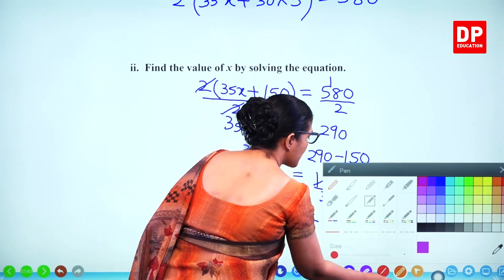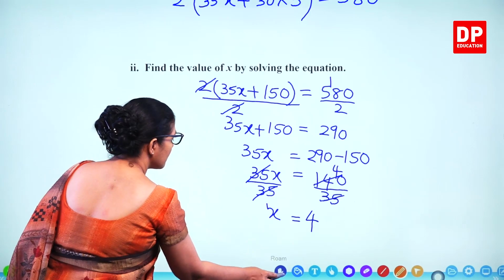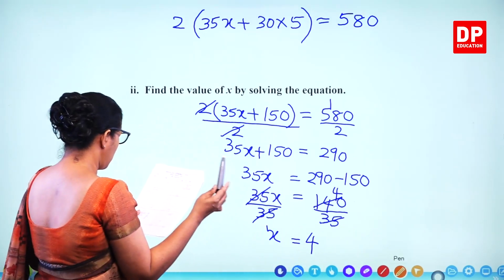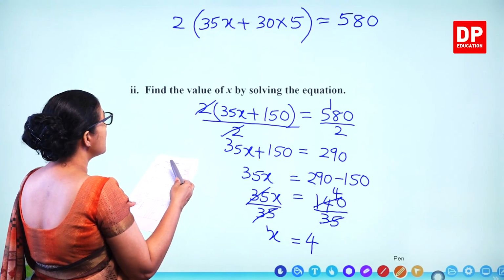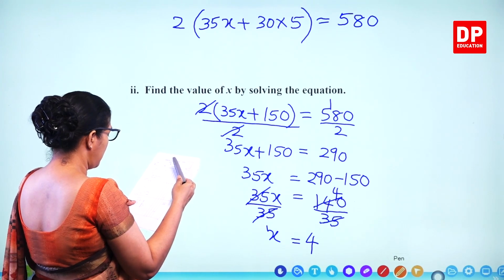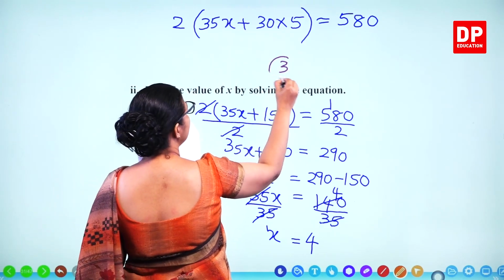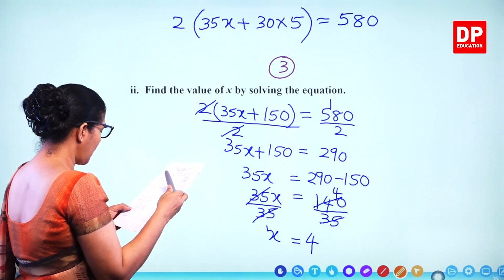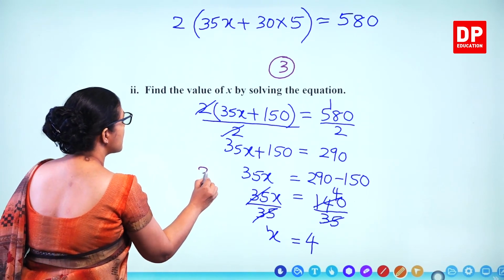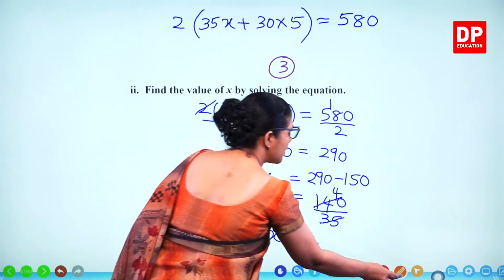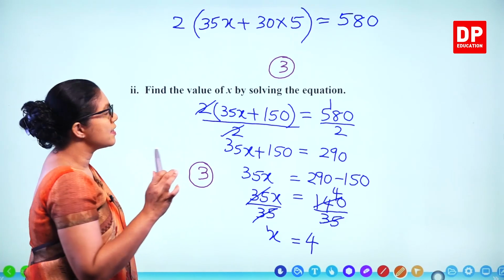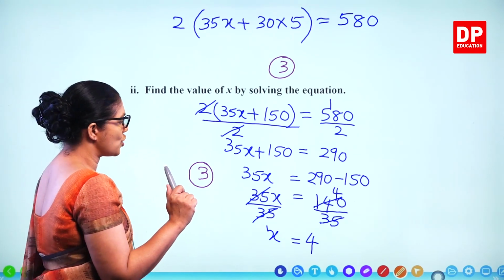So how many marks? So building up the equation, you get 2 times 35x into this, so 3 marks for that. And then solving and find x equals 4, 3 marks. So 3 and 3 is 6 and we gave 4 marks before. 6 plus 4, 10 marks for that question.